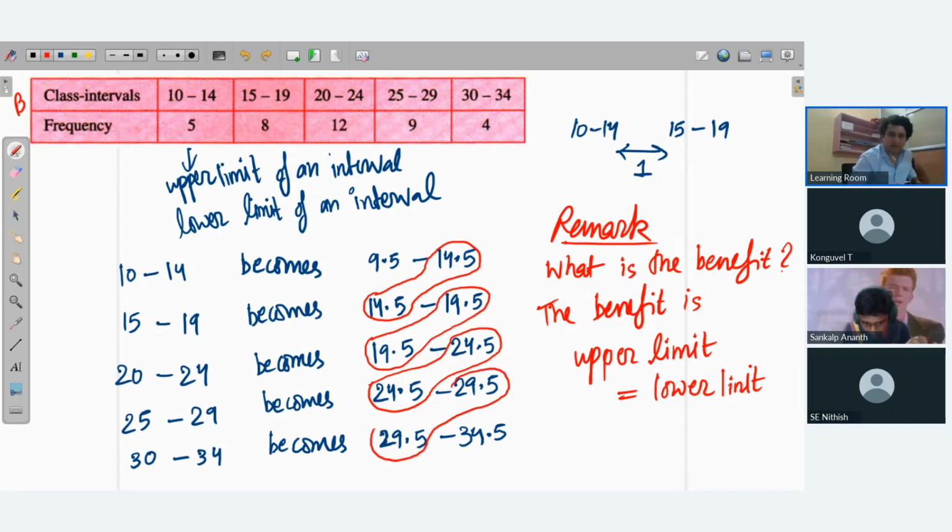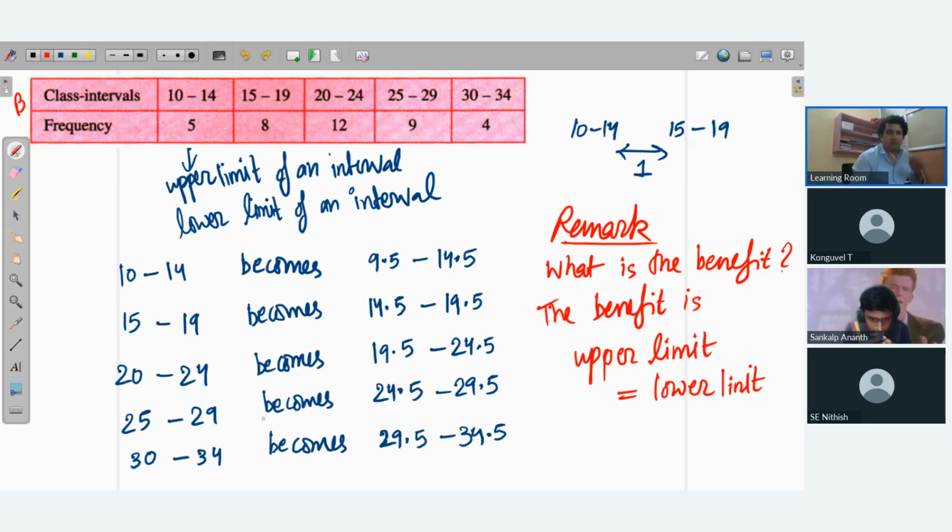This is becoming same. Can you see this? Yes, sir. Very good. So why did we do that? We did it because in the histogram, all the rectangles should be touching each other. There should be no gap. Okay. So how to plot?